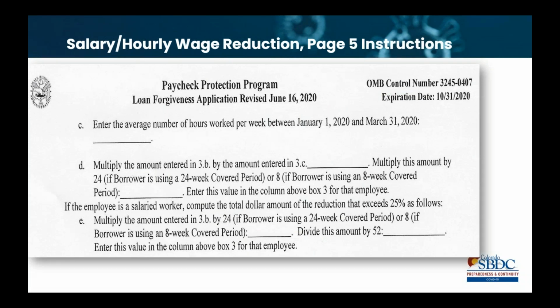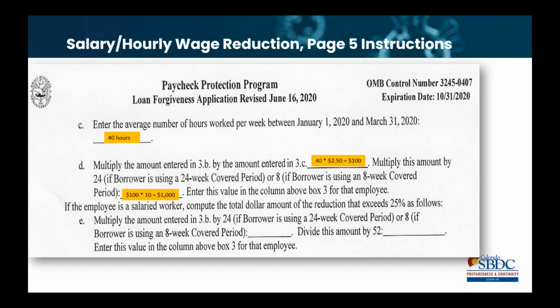Flipping the page to page 5, in item C, we will enter 40 hours, since Sam has always been a full-time employee. If Sam had worked fewer hours, we would have entered a lower number. In item D, we will first multiply 40 hours times the $2.50 in excess reduction, yielding $100. We then multiply $100 by the 10 weeks in our covered period, yielding a reduction in forgiveness of $1,000.